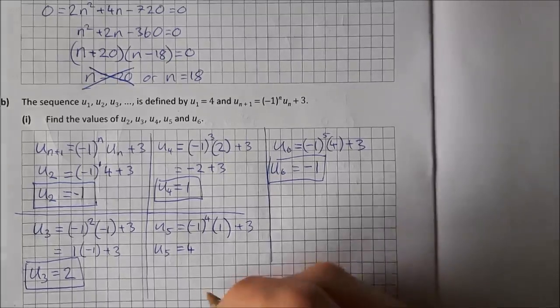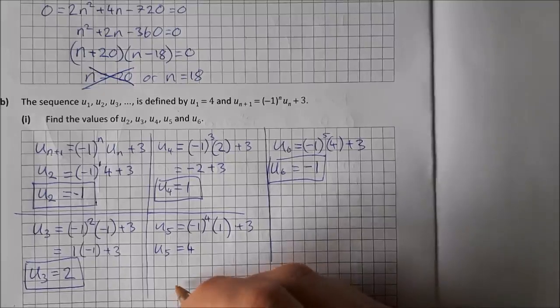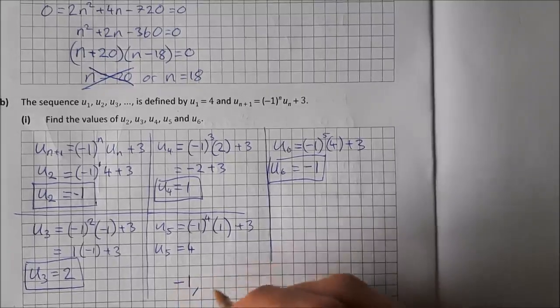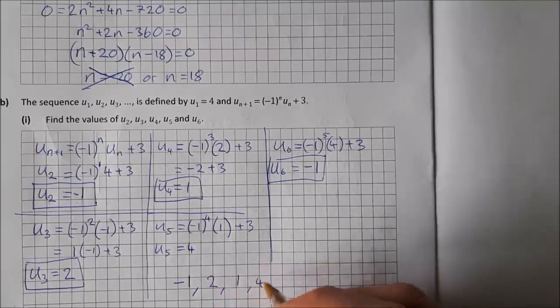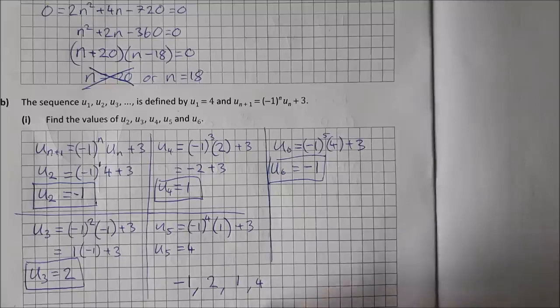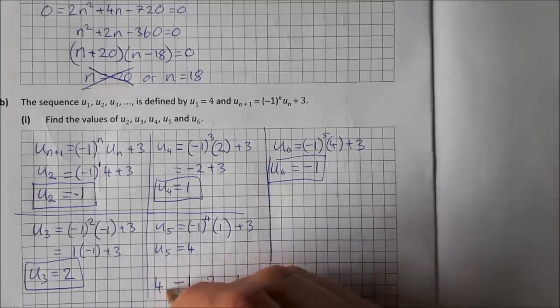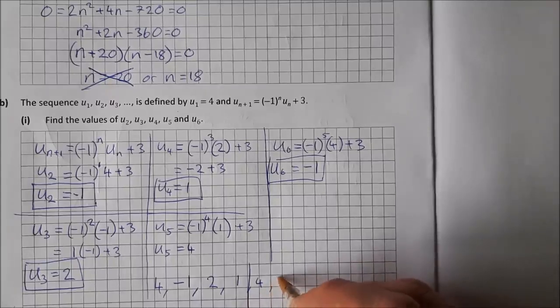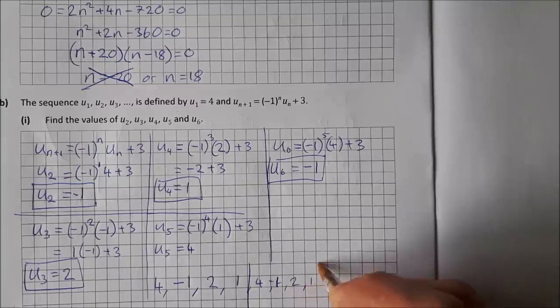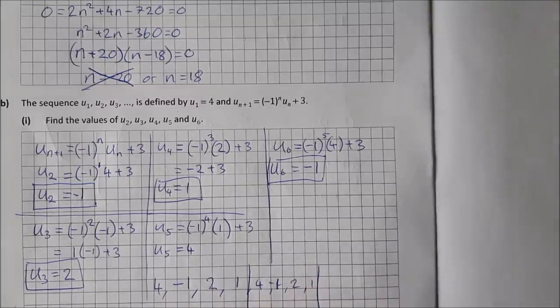Okay, so we can see that the sequence is minus 1, 2, 1, 4. Sorry, it started with 4. So 4, minus 1, 2, 1. Then it starts again: 4, minus 1, 2, 1. And it repeats. So it repeats every four terms. That's going to be important for the next part, B part 2.